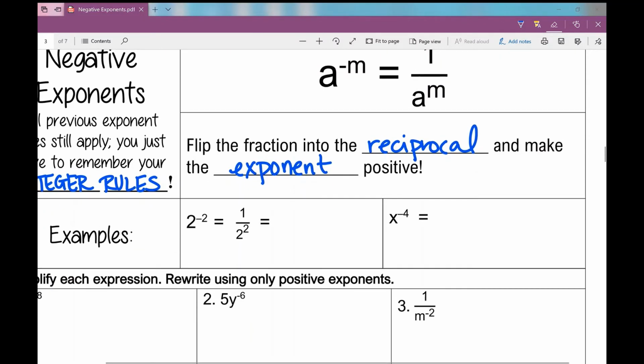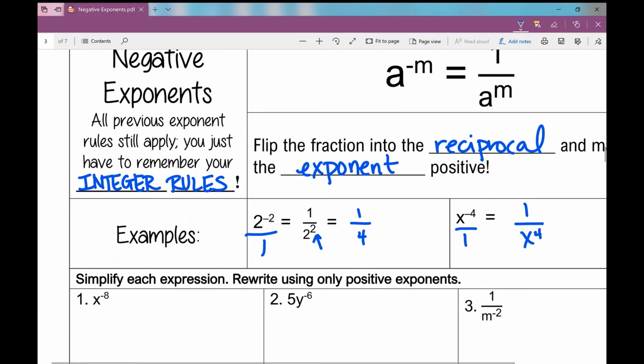In these first 2 examples, the first one deals with numbers, the second one deals with variables. 2 to the power of -2, I can write that over 1 if I want. Flip it, make that exponent positive, and then let's simplify it from there. 1 over 2 squared is 1 over 4. So x to the power of -4, what would that be? 1 over x to the power of +4. I can't really see that. Let me rewrite it, +4.